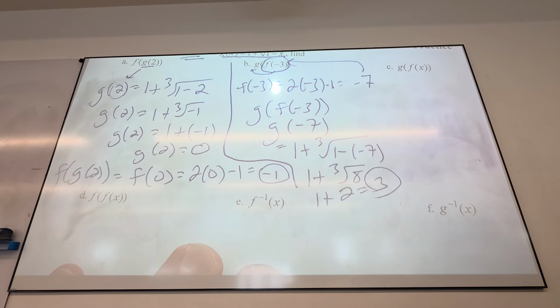Do you notice how the idea of substitution just repeated substitution? This is put a negative 3 into f and then put whatever you get into g. And I could have put more on the outside of that and made everyone go crazy.